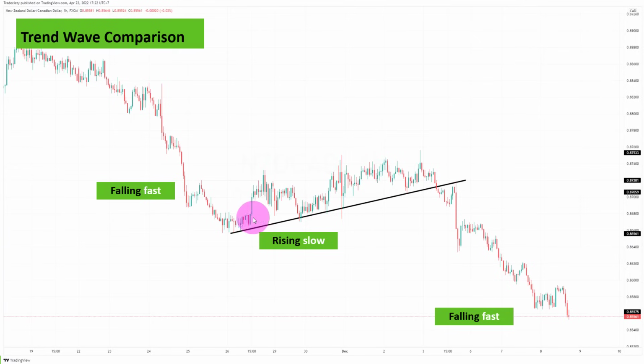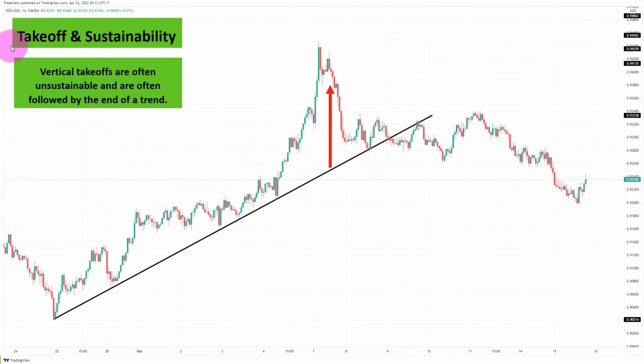And you can see after the market is pushing out of this slow rising phase, the trend is continuing, and we are continuing this big picture downtrend. Takeoff and sustainability of a trend line is a very important concept. So what you will see is we have an established trend line, 1, 2, 3, 4, 5 touch points, and the trend has been going on for quite a while.